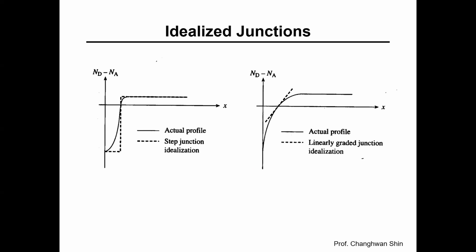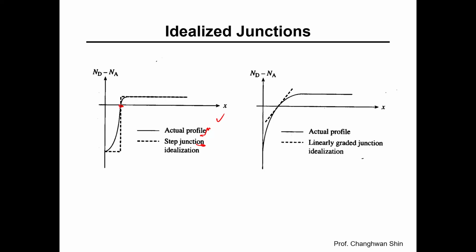On the left side, we see a comparison between an actual profile and what we call a step junction idealization. In this approximation, we assume the transition from p-type to n-type happens abruptly at a single point here. This is similar to how we might approximate a gentle hill as a cliff in a simplified map.